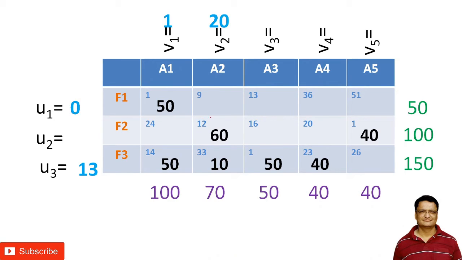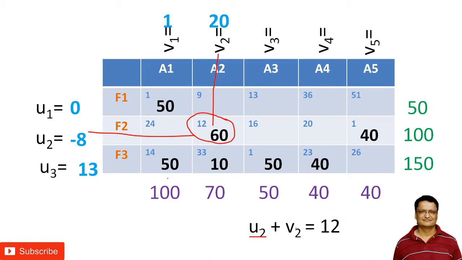Now the next cell where I can go is this cell. So I can write the formula as u2 plus v2 is equal to 12. So I know v2 is equal to 20, so I can calculate u2 as minus 8.